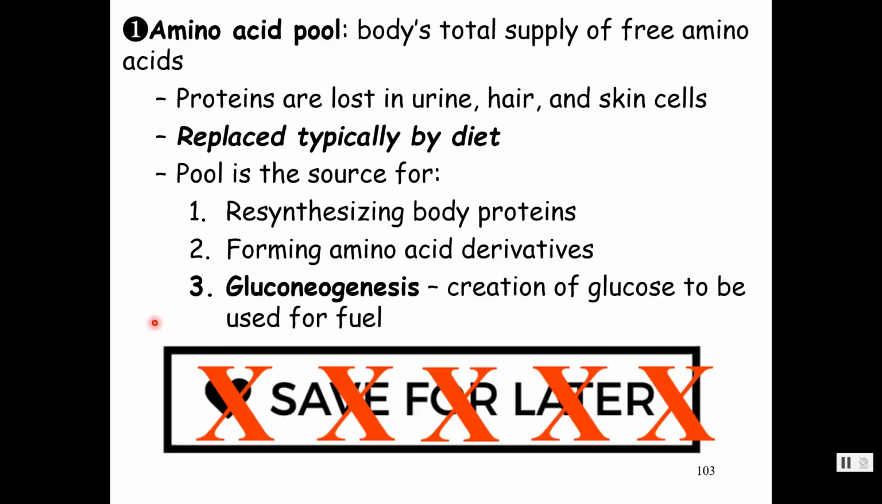One thing about the amino acid pool: that's the body's total supply of free amino acids, so amino acids that aren't being used in proteins. We lose protein daily in urine, our hair falls out, skin cells. Typically, we have to replace this by diet. So from that pool of amino acids, we're going to make body proteins that we lose. We can form amino acid derivatives. And then, two, we can use amino acids to make glucose, so gluconeogenesis. We don't really save them for later like we store adipose tissue or we store glycogen.